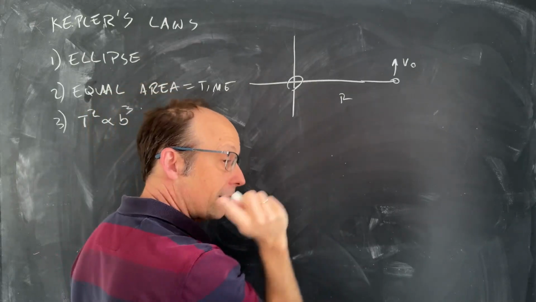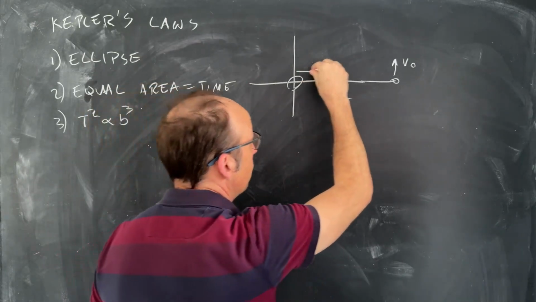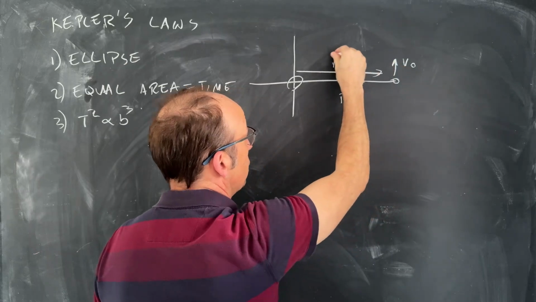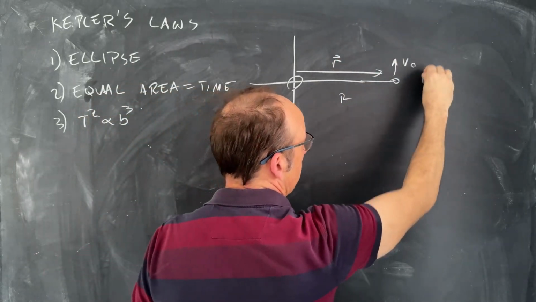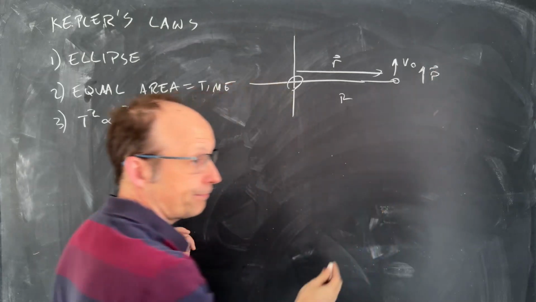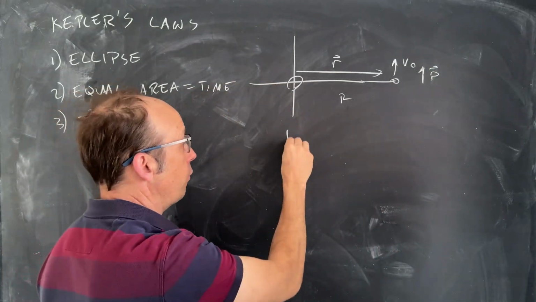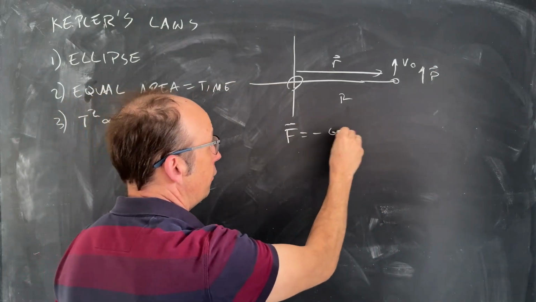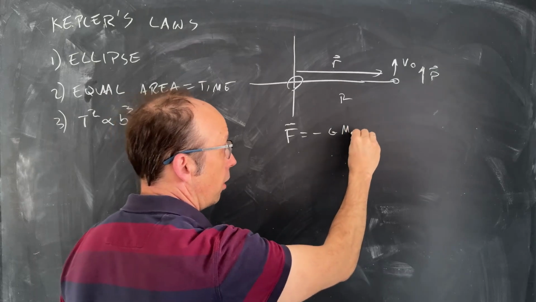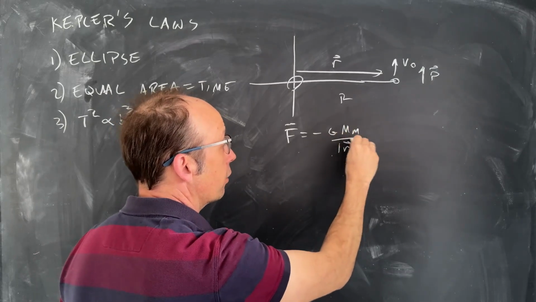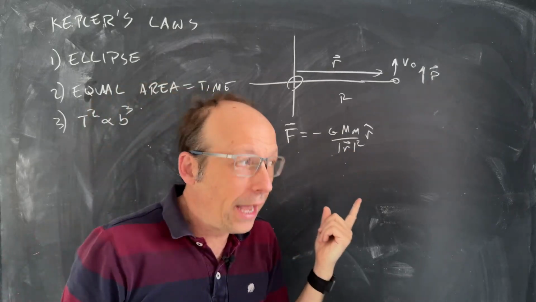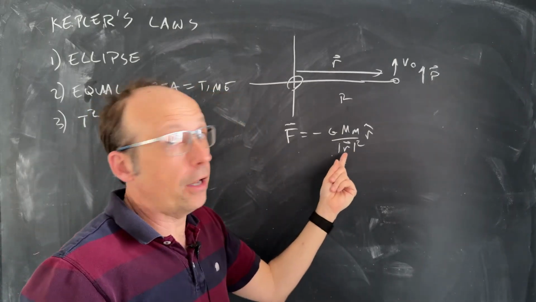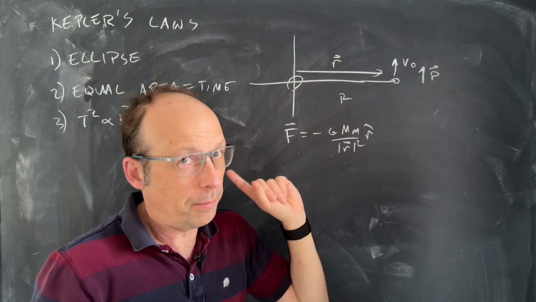Now what I can do, and Kepler did not know this, I can calculate this vector r, the position of the planet, and I can calculate the momentum, which is a vector p of the planet. Now I can calculate the force, F, negative G, mass of the star, mass of the planet, over r squared, r hat. So, Kepler didn't know that, but we know that. And we can model the motion of this as a 1 over r squared type of force.